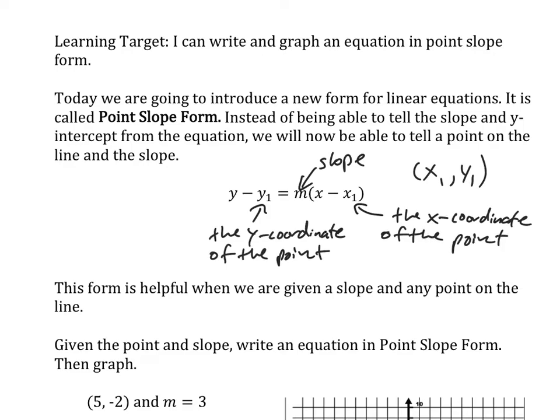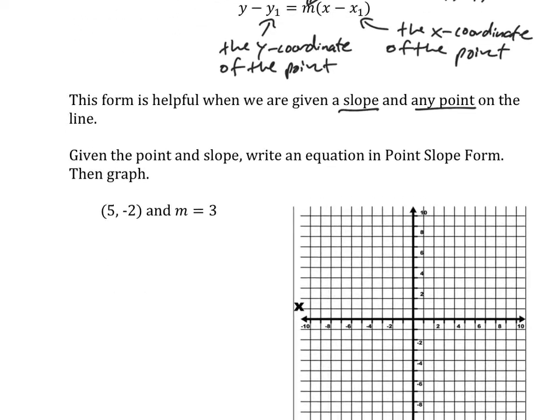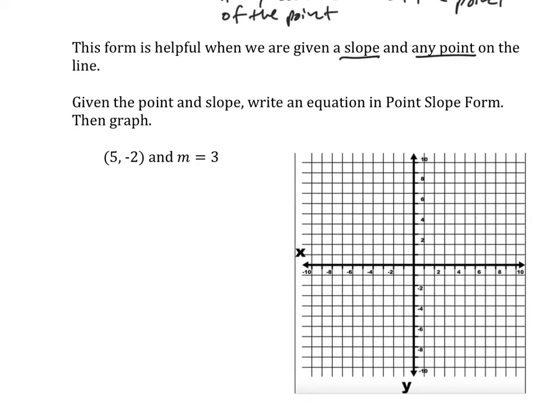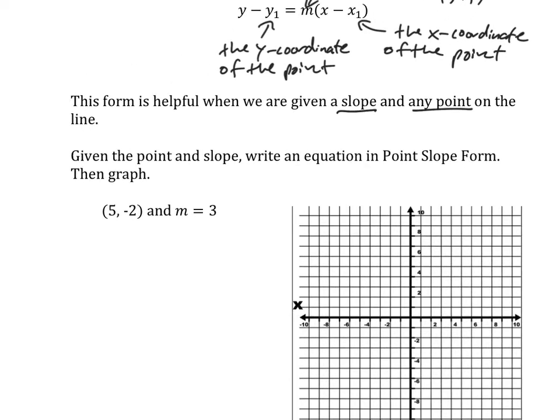So this will be really helpful when we're given a slope and any point on the line, so not just the y-intercept. Here, if we're given the point and slope, we're going to write an equation in point-slope form, and then we're going to graph it. So here we have the point (5, -2), and the slope m.